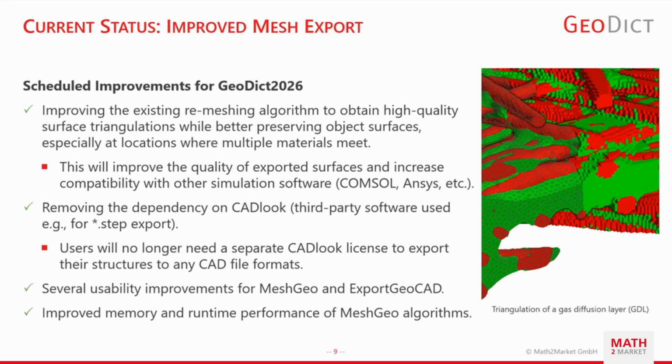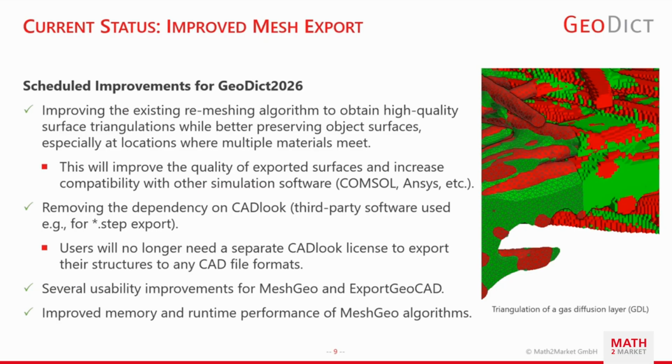So we want to improve remeshing algorithms to decrease the number of triangles, but preserve high quality meshes. And especially, and this is important, where two materials touch. And so we will do more work on this to make it possible that the exported meshes are better compatible with our simulation software.